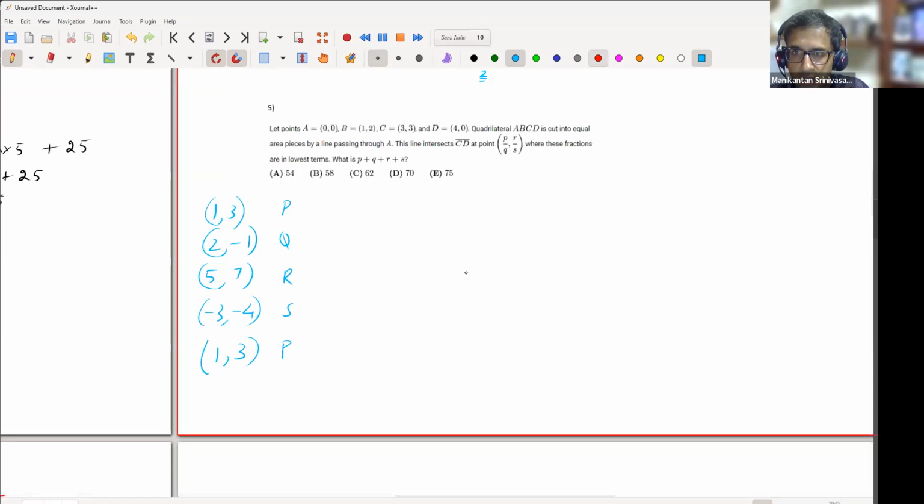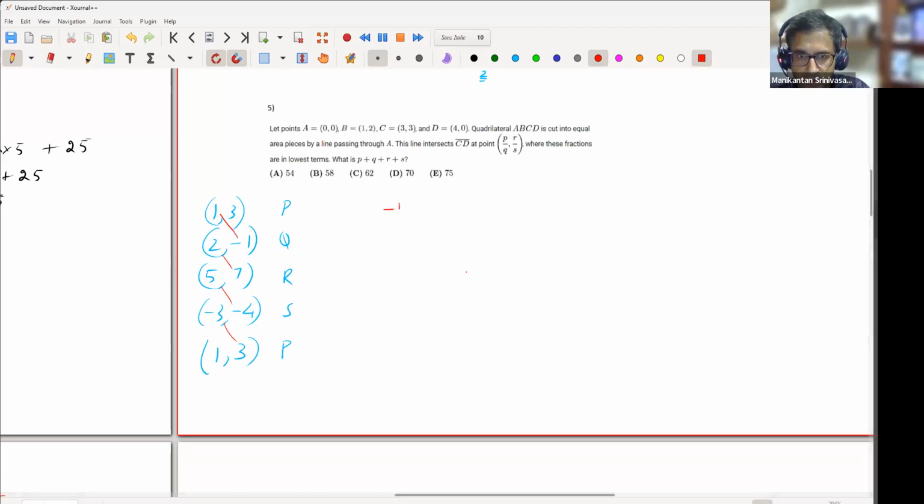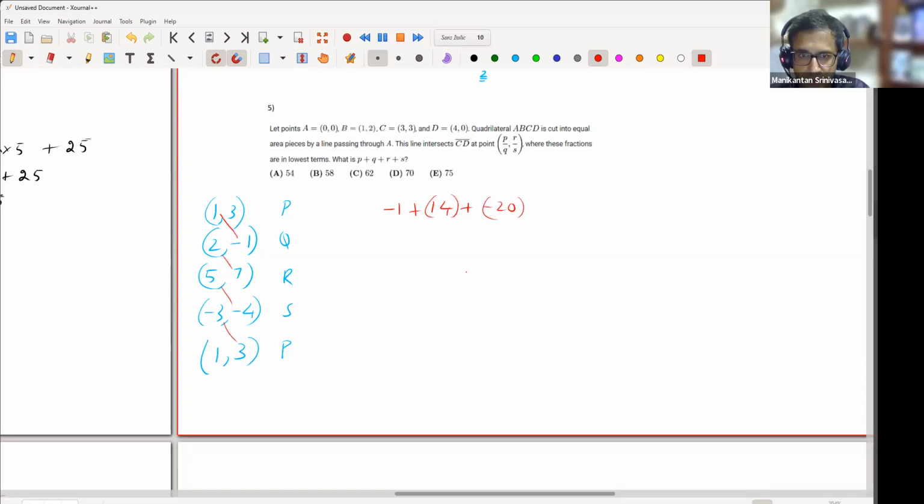Now, what do we do after laying out all these points? I'm trying to find the area of such a quadrilateral. We'll do a series of multiplications and additions. So 1 times -1 is -1. 2 times 7 is 14. 5 times -4 is -20. And then lastly, -3 times 3 is -9. Let's add up all of these. How much do we get? +13, -7, -9, which is -16. So block that. We'll come to what we'll do with this.